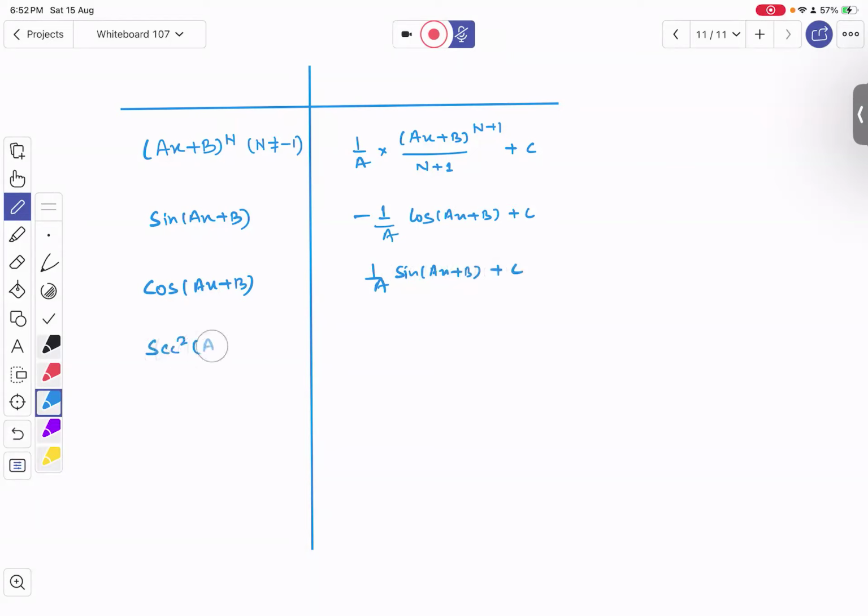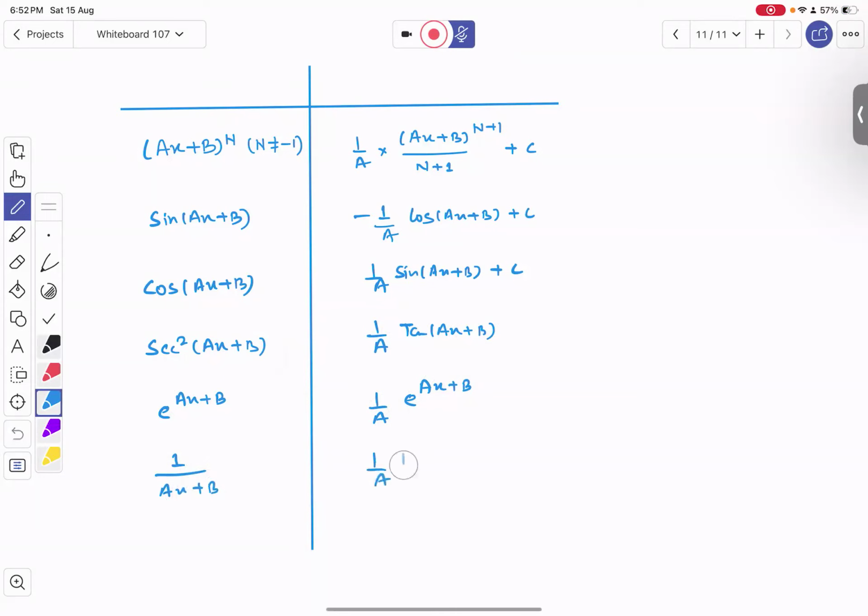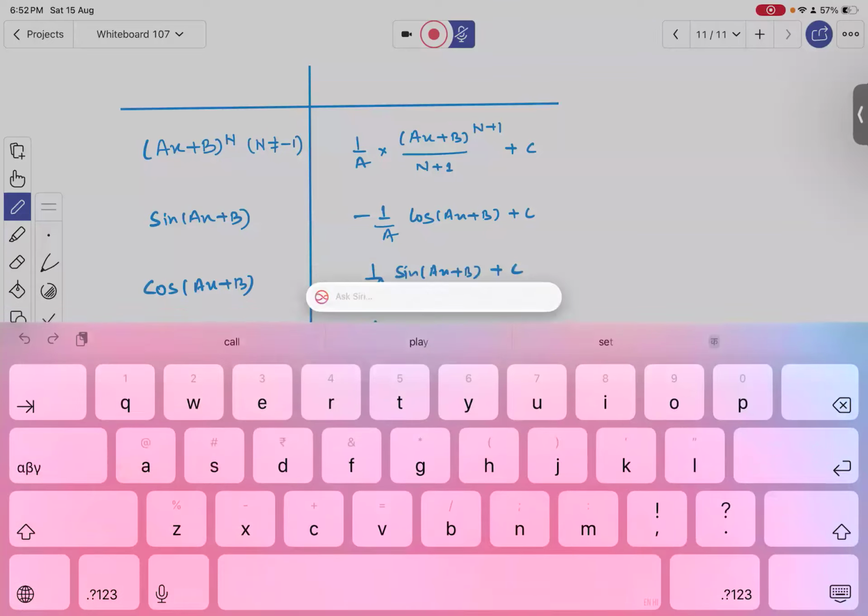Secant square (ax plus b) will be 1 by a tan(ax plus b). E power (ax plus b) will be 1 by a e to the power (ax plus b). 1 by (ax plus b) will be 1 by a natural log of (ax plus b).